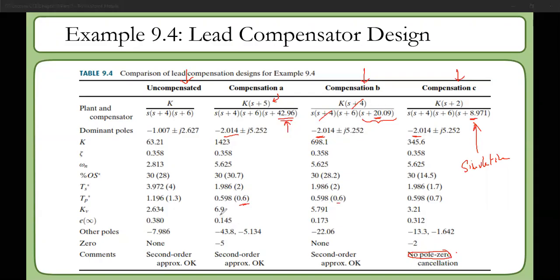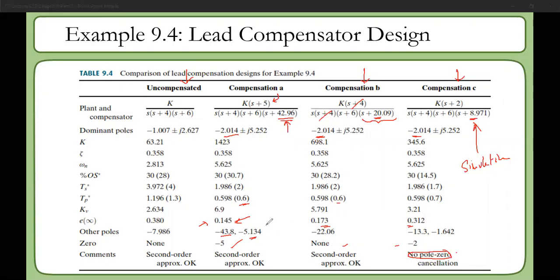And what about the steady state error? As you can see, this one is giving a smaller value of steady state error compared to the other two, so this is a better design. And what about the zero locations? We calculated that, and the higher pole location is far away, as well as this one is actually cancelling the zero.